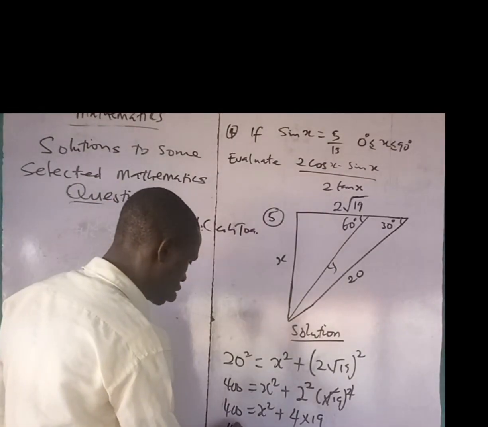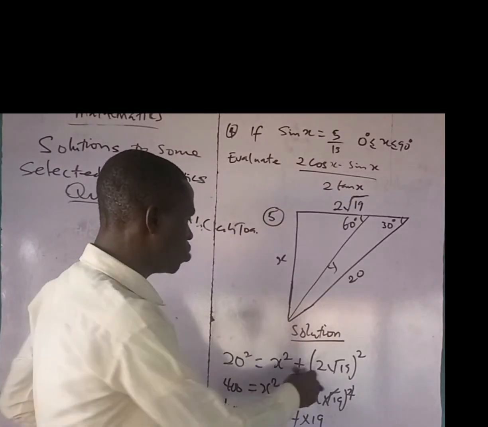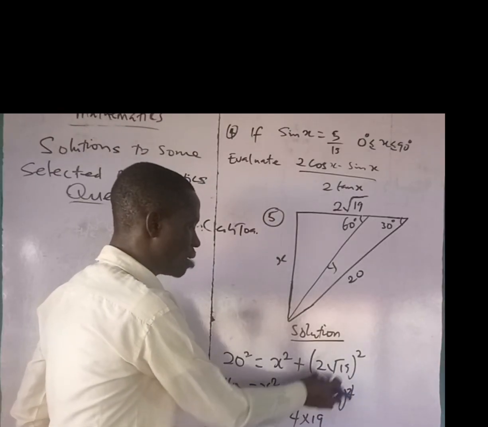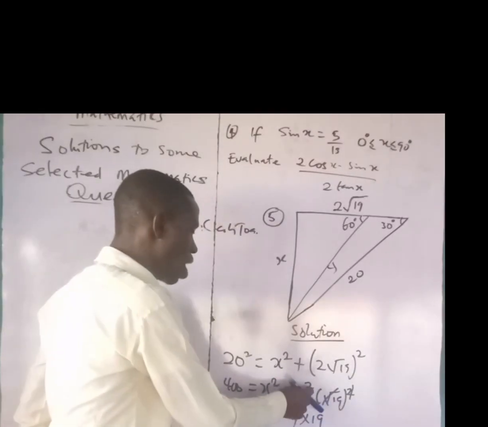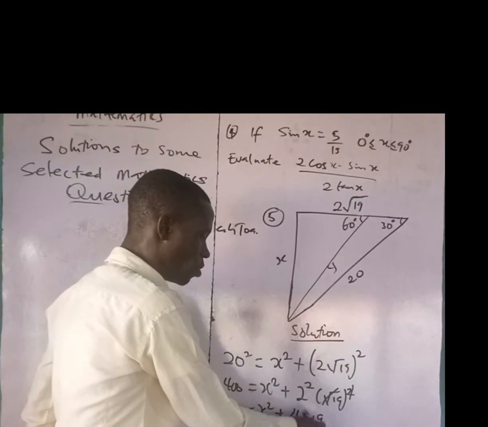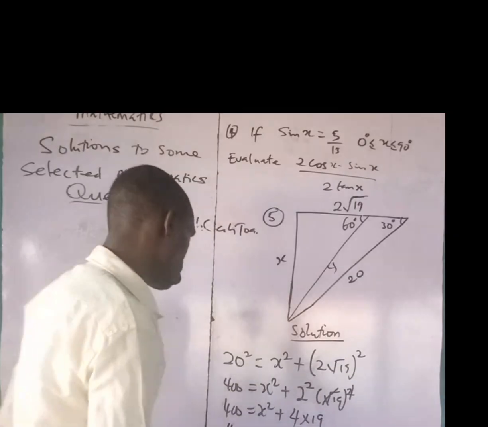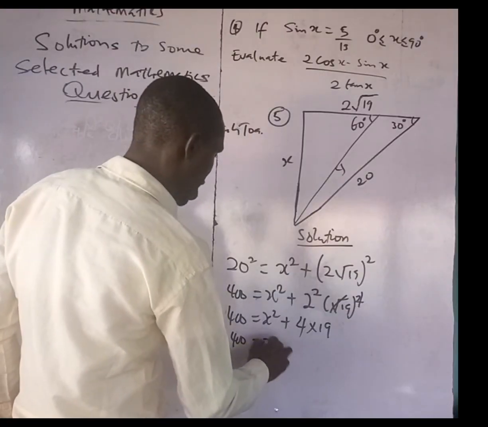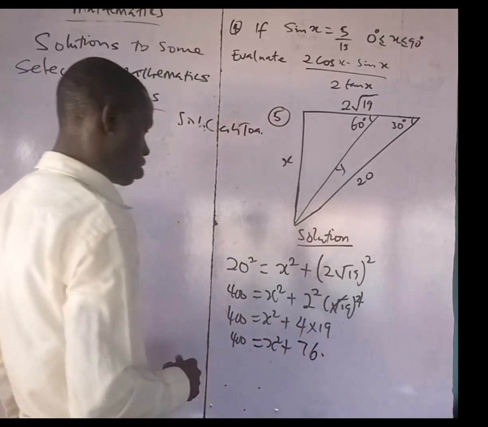So you have 400. Let me explain this place again. What we did was that we split this to be x² + 2² times (√19)². So the square of 2 is 4. The square and the square root cancel to give us 19. Is that gotten? Alright. So now 19 times 4 will give us 76. So x² + 76.